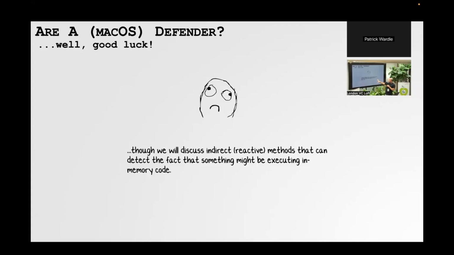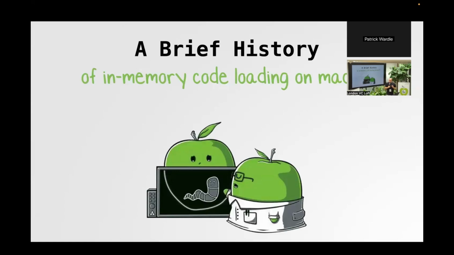We will talk about some indirect reactive methods that can at least indicate that in-memory code execution is happening, but even in that case, you're not going to be able to capture the payloads. So I really don't know what we can do. Okay, so let's now talk about some specifics. I think I've made the case why in-memory code execution is awesome, why if you're a hacker, you should be using it, and why if you're a defender, you're hoping that hackers don't use this.